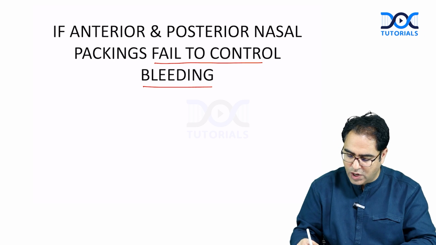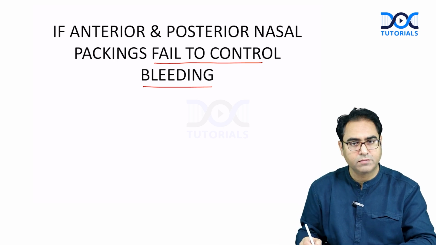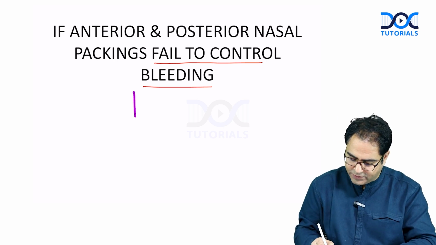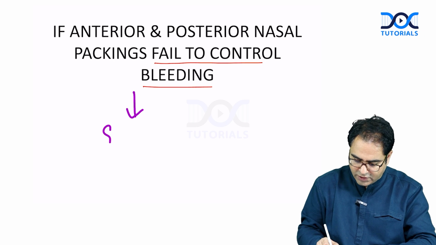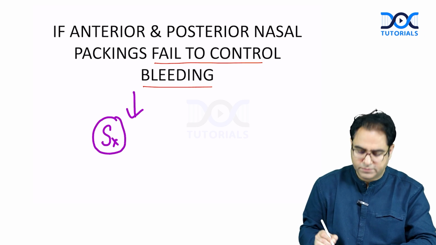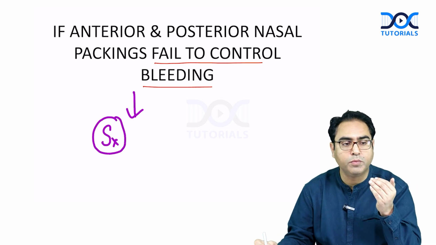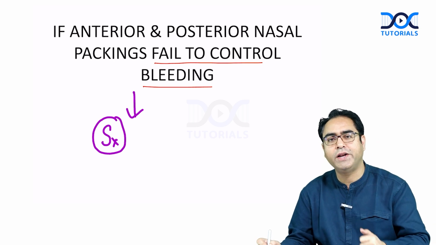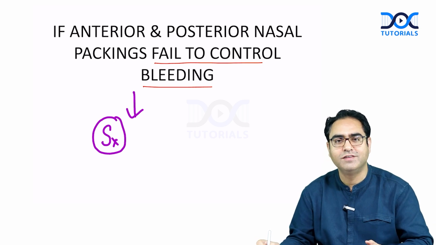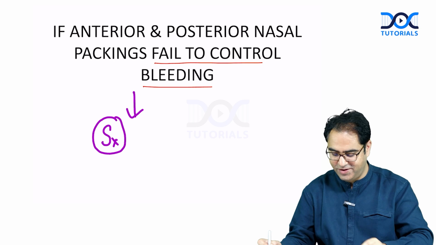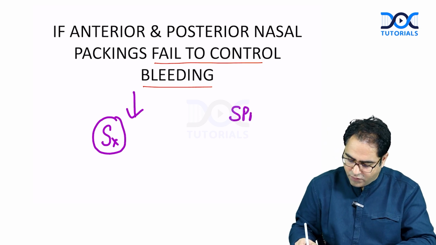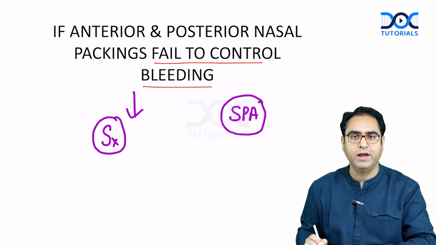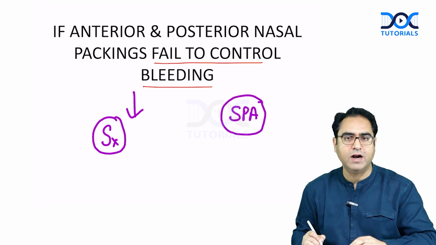Then we have to now upscale the treatment. Okay. Now, how do we upscale the treatment? We have to plan a surgery to control the bleeding. Surgery to be done to control the bleeding. I have a question for all of you. Which artery is called the artery of epistaxis? Sphenopalatine artery. Very good. So the artery of epistaxis is the sphenopalatine artery. We need to ligate this artery.